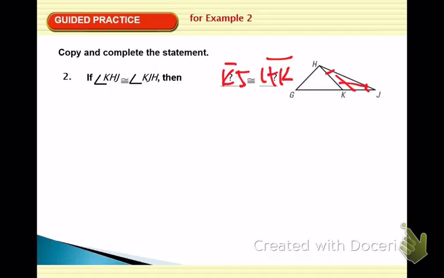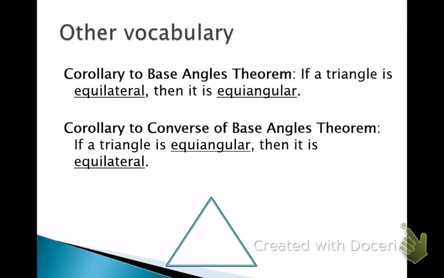Okay, we know that automatically from the base angles theorem and the converse. Now, as an extension to the base angles theorem, the idea that opposite sides and angles, if two angles are the same, then the opposite sides are as well. In an equilateral triangle, all the sides are the same, so it makes sense that all of the opposite angles are going to be the same.